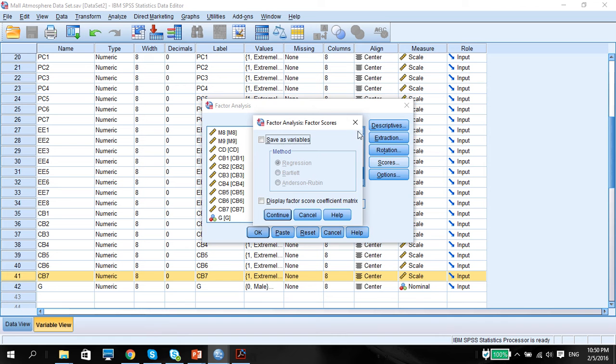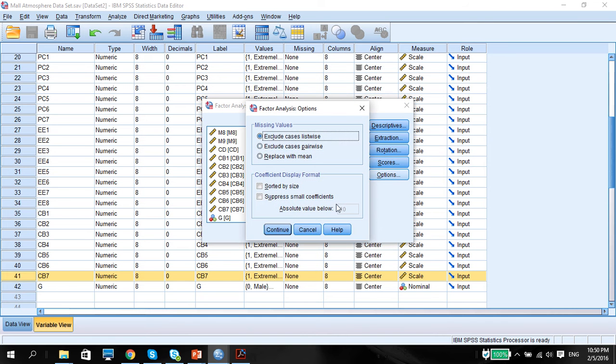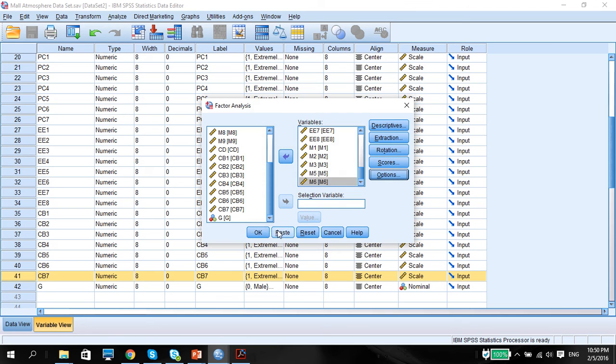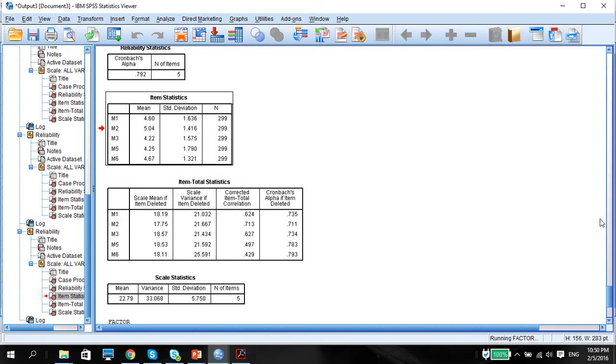Scores, you don't need this. Options: suppress small coefficients. Anything with a loading of less than 0.4 we don't want to see, because then it will confuse us. So press continue, press OK.